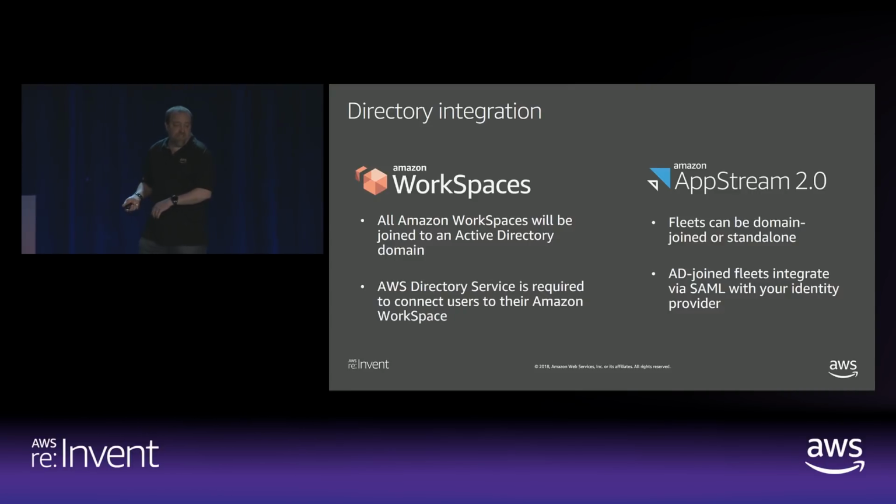With AppStream 2.0, fleets can be domain joined or standalone. AD joined fleets integrate via SAML with your identity provider. For domain joined fleets, the connection between a user and a fleet that the user can access is handled by the relay state passed via the SAML response.